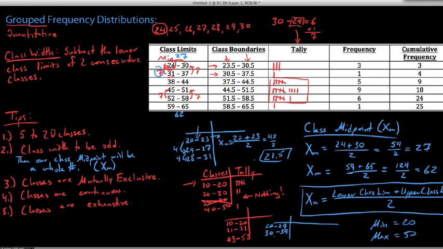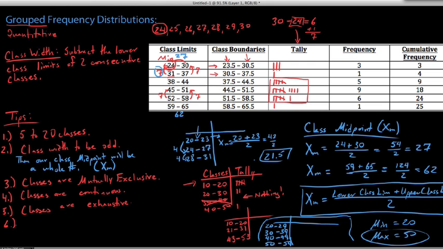Up to 39, and we have 40 up to 49. This would be a poorly chosen set of classes, and the reason why is because our maximum of 50 was not covered. Okay, so we have to keep going no matter what. We would have to include a 50 up to 59 class, even though it's only going to include one datum. The reason why is because you have to cover all your data values. You've got to cover everything.